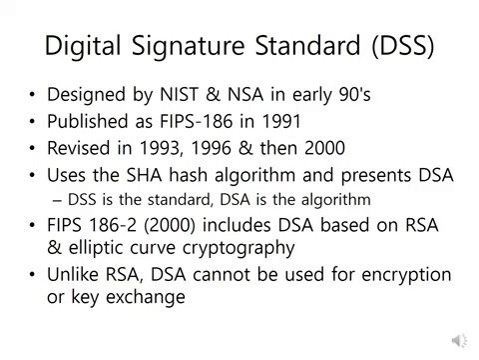Now let's see the Digital Signature Standard. This is called the Digital Signature Standard, or DSS. The DSS was designed by NIST and NSA in the early 1990s, and then it was published as a standard in 1991. This is a standard number. After that, it was revised 3 times, in 1993, 1996, and 2000.